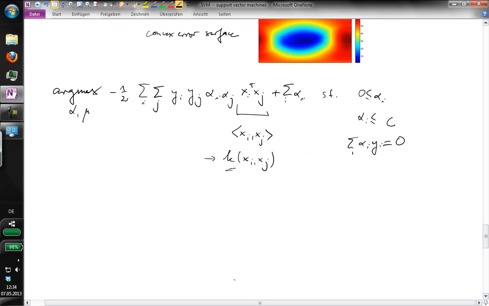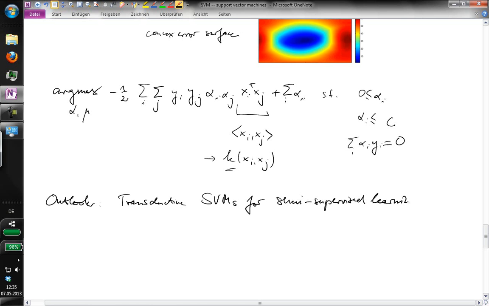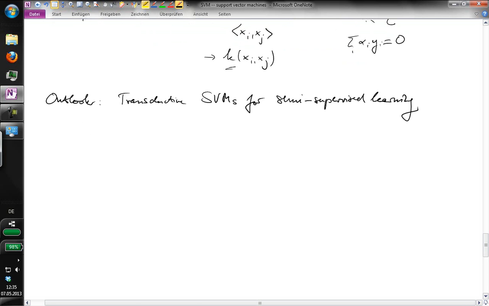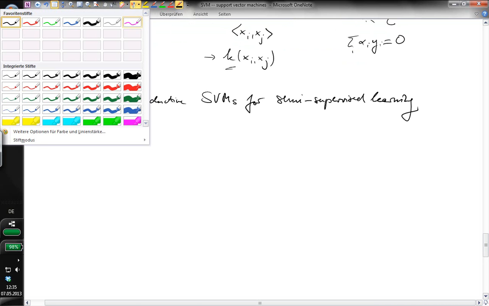All right, and that brings me to the outlook. I promised to mention a bridge to latent variable models. So the so-called transductive SVMs for semi-supervised learning. Consider the following problem. Assume that you have many unlabeled points.